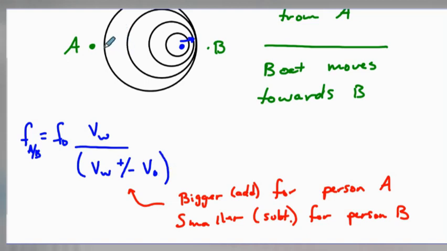So let's think about it from person A's perspective. This is getting bigger, and because that's getting bigger, we're going to use the add sign in our formula. From the perspective of person B, this distance between waves here is getting smaller, and so we'll use the subtract part of our formula.